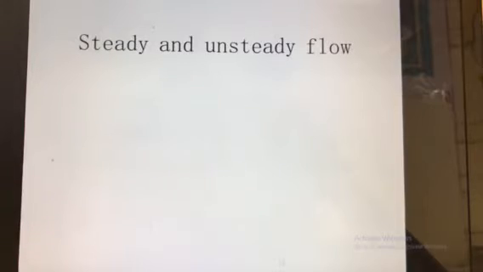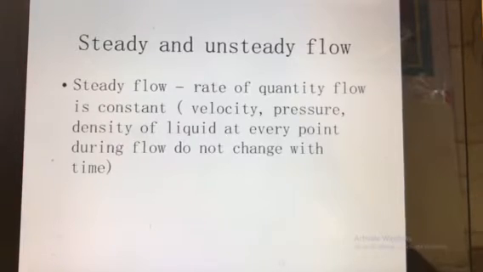So first one is steady and unsteady flow. What do we mean by steady and unsteady flow? Steady flow is the type of flow in which fluid characteristics like velocity, pressure, density etc. at a point do not change with time. Steady actually means the property will not change with time. Here the parameters like velocity, pressure, density at any point do not change with time. Such flow is called steady.